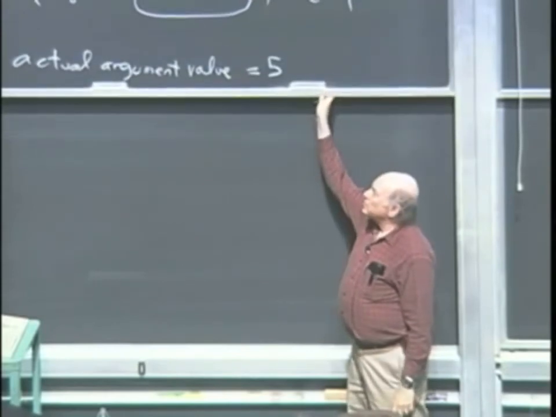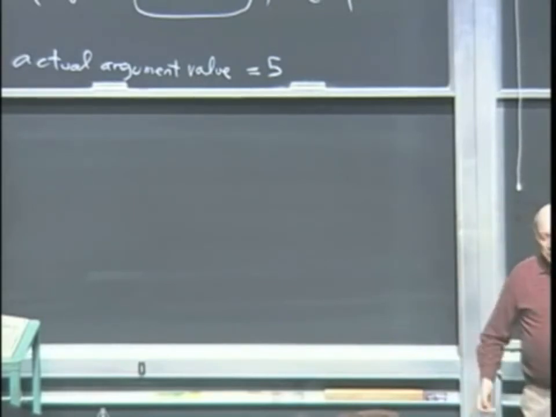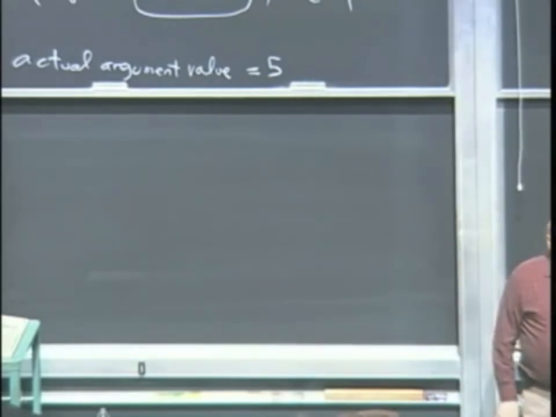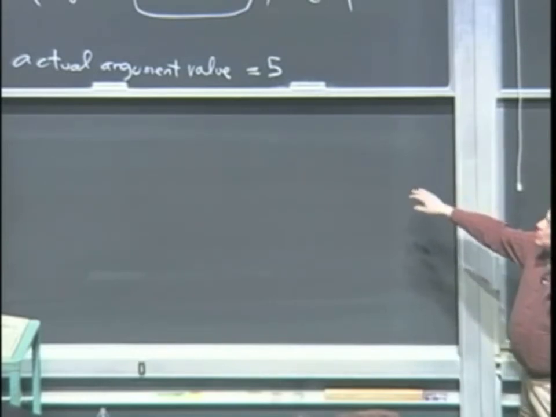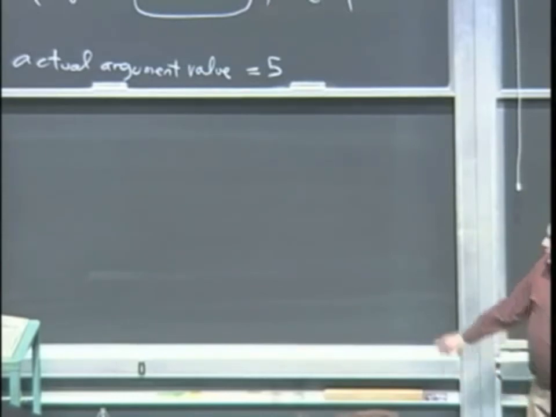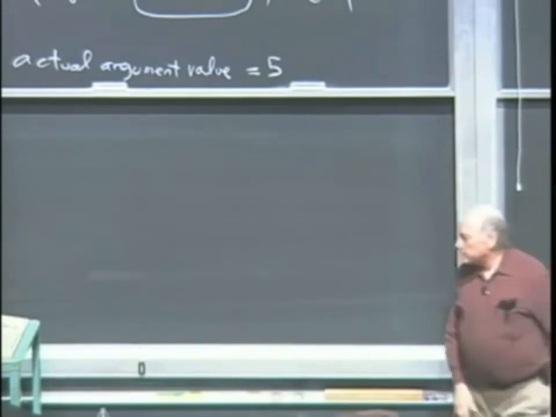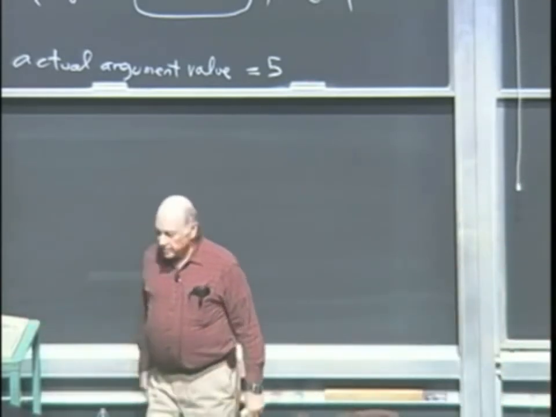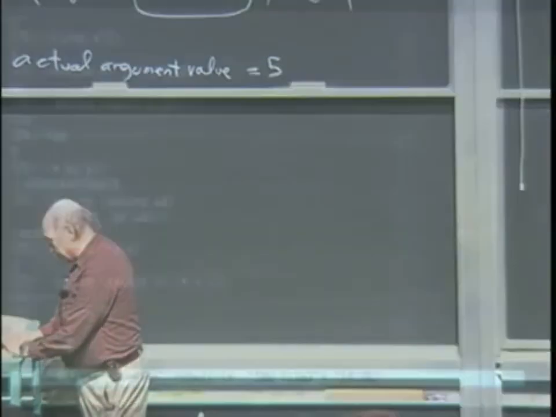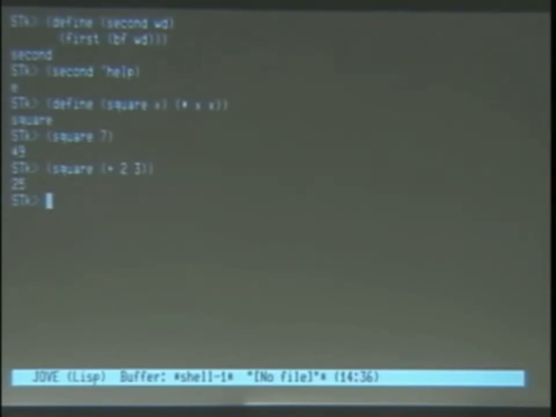Okay, so what Scheme does when you make a procedure call, it evaluates the actual argument expressions, however many there are. And having done that, it comes up with a bunch of actual argument values. And then it substitutes those values for the formal parameters wherever they occur in the body. So in this case, we get times 5, 5. The value of that is 25, which I hope is what, oh, well, I said square 7 up here and got 49. Let me just go and do square plus 2, 3, just so you'll believe me that it works. OK?